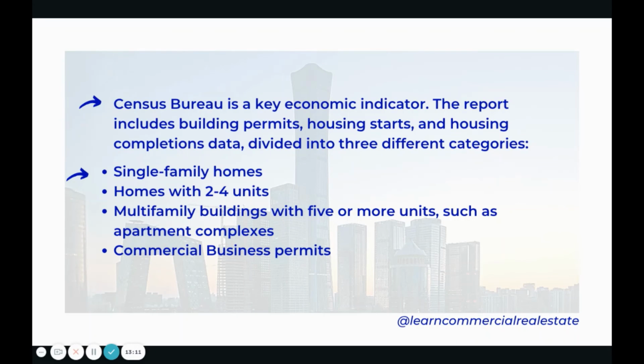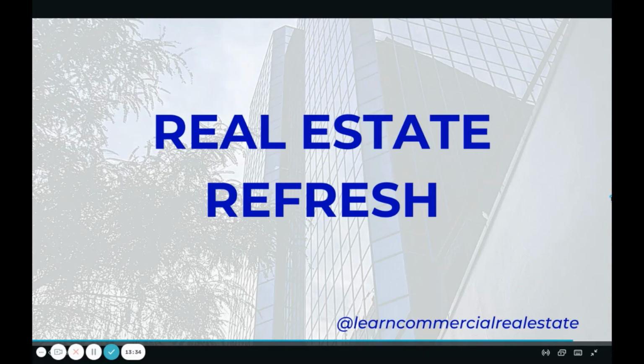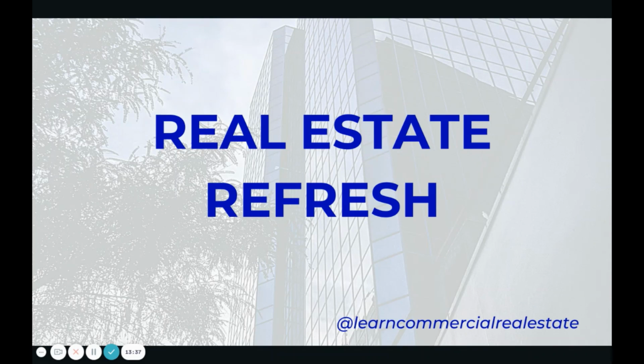Now, the Census Bureau is a key economic indicator. The report, including permits, housing starts, housing completion data, divided into three different categories. So we've got the single-family homes, homes with 2 to 4 units, multi-family buildings with 5 or more units, such as apartment complexes, and then commercial business permits. So there's a lot of different indicators that will tell you what the real estate is doing, and especially in your market. Start Googling, use DuckDuckGo, start reading some verified market reports so you can start understanding the way real estate works in your area.